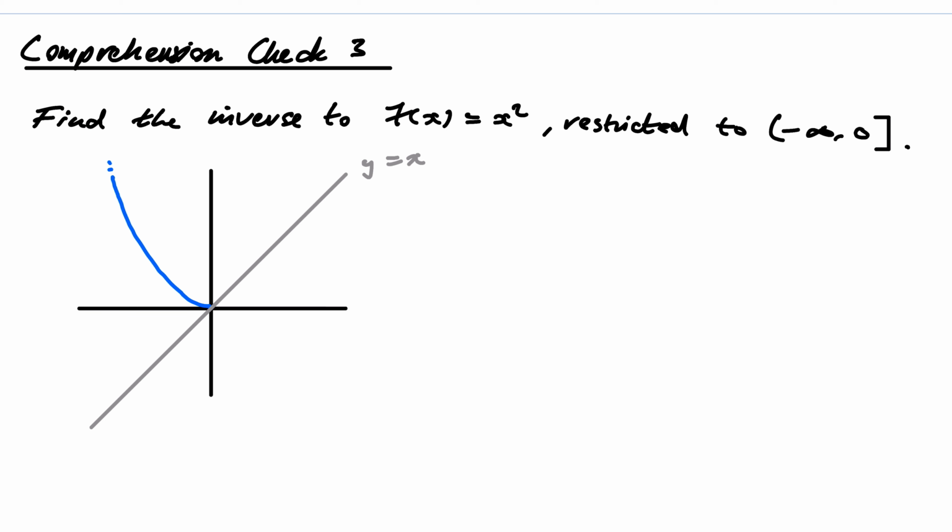And what have we got to do? We've got to reflect this across it, so it's going to have to look like the following. So it's going to look like this. It's not so easy to graph, but it looks like this. So that is the reflection.